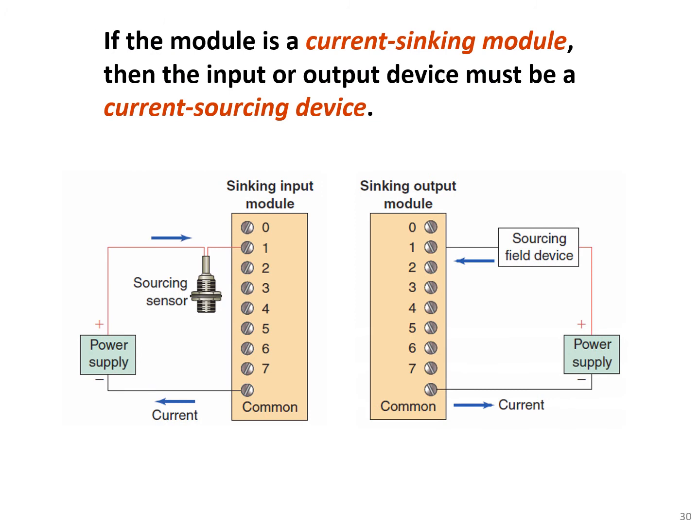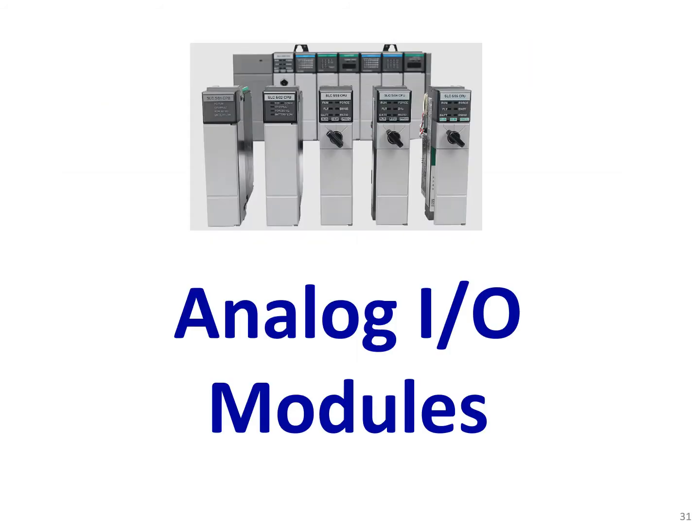If the module is a current sinking device, then the input or output device must be a current sourcing device. So in this case, we have both input and output sinking. So the sensor and the output device here are sourcing. And we should always have matching between our modules and devices, and be careful of the type of the module and devices.